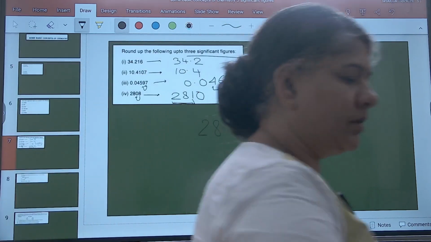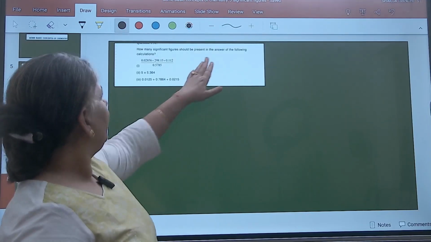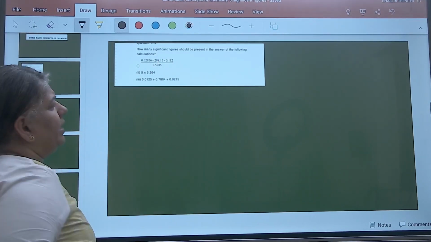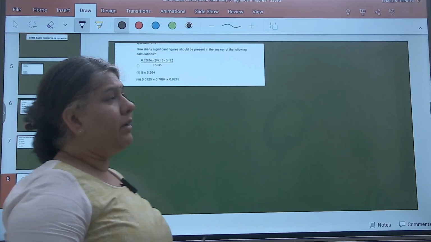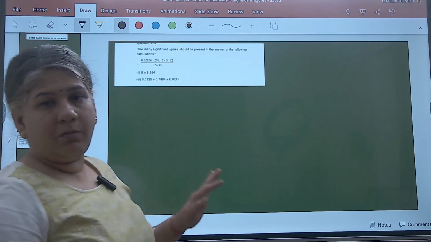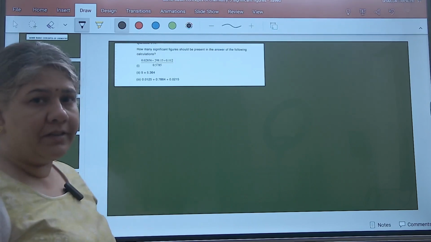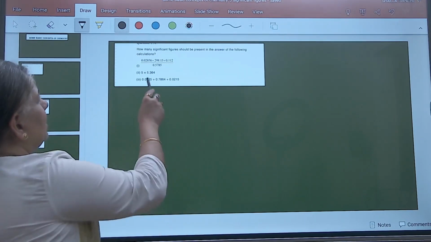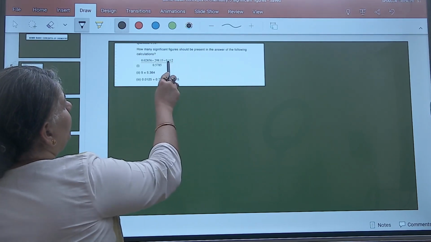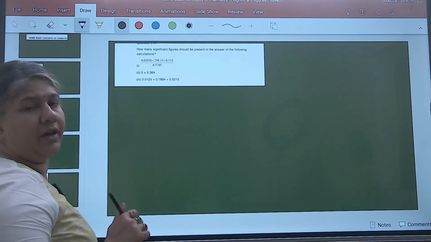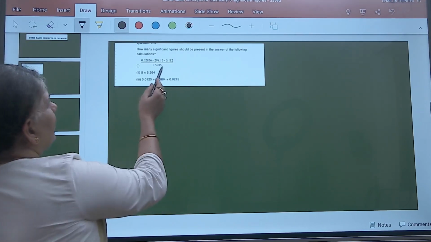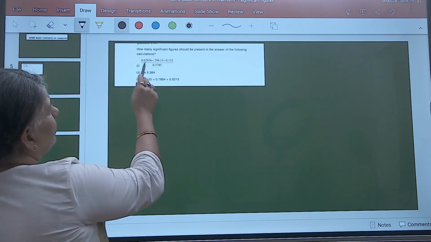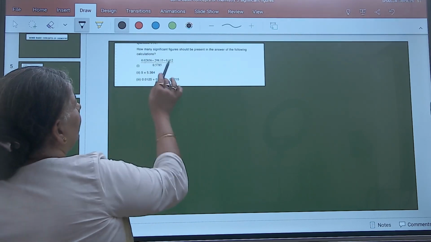How many significant figures should be present in the answer of the following calculations? In multiplication and division, we will first find the number which has the least number of significant figures, and that will decide the number of significant figures in the answer. So here we see 0.112. This has 3 significant figures, which is least. The rest have more. Here 2, 8, 5, 6 has 4 significant figures.